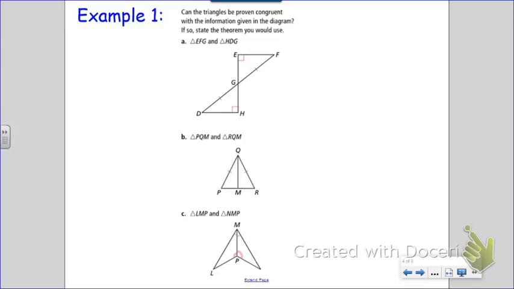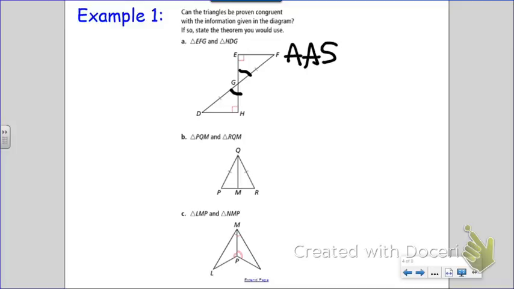In our first example, we're going to look at, can the two triangles be proven congruent? If so, what congruence theorem would we use? Now remember, we're allowed to mark a common side and vertical angles, and that's it. So on this one we have a set of vertical angles, so this would be angle, angle, side.